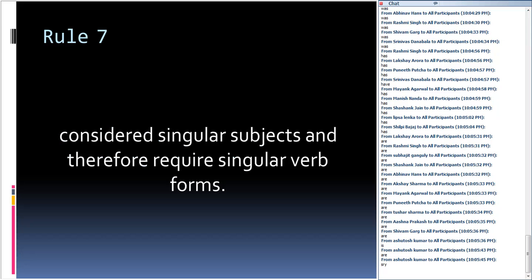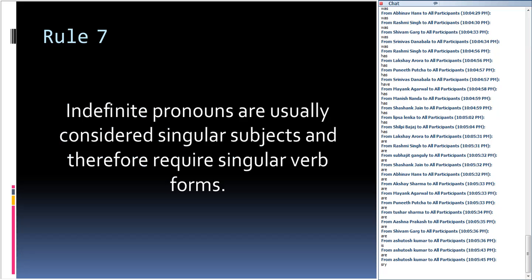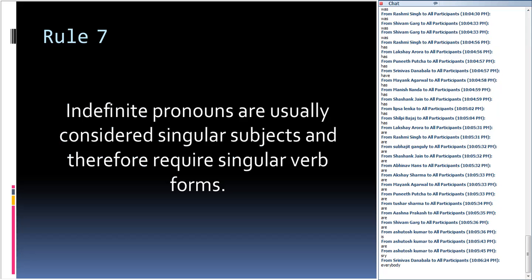Rule number 7. Rule number 7 states that indefinite pronouns are usually considered singular subjects and therefore they require singular verb forms. Now all of you know what indefinite pronouns are. I taught it in the grammar review class. Those pronouns that are not specific to any person are called indefinite pronouns. And indefinite pronouns are singular.